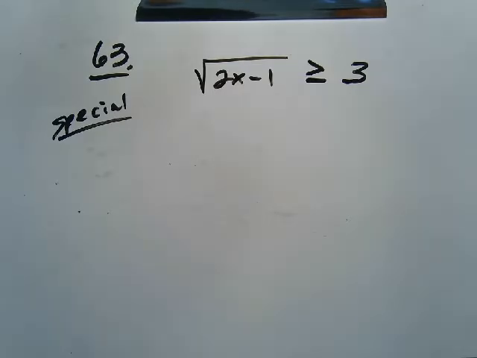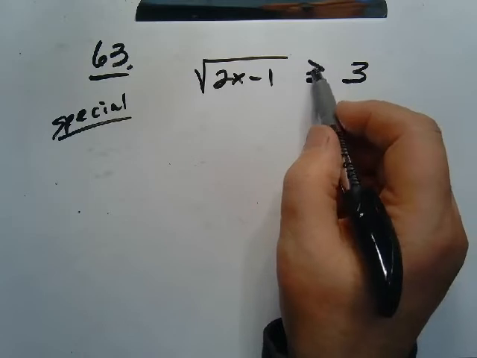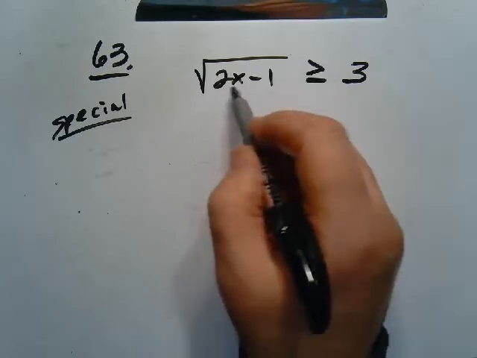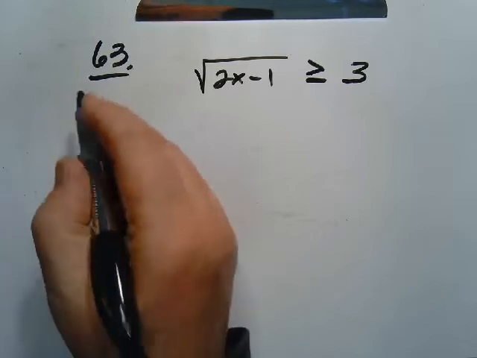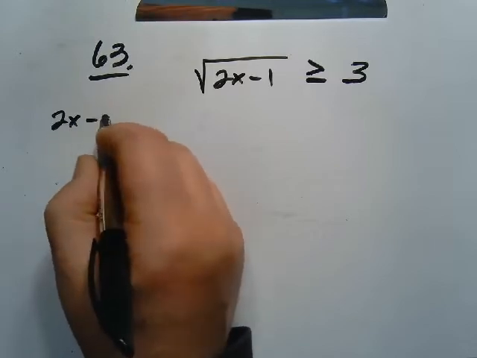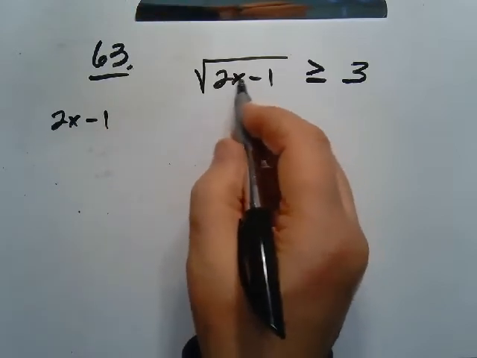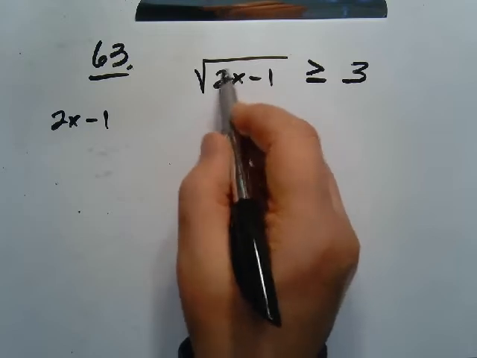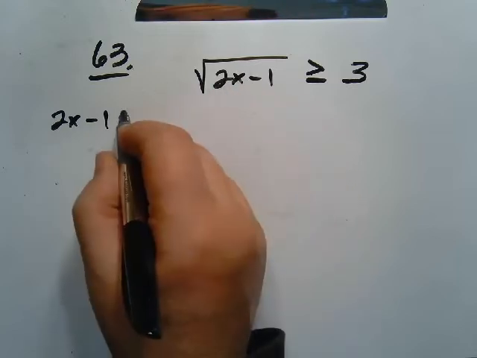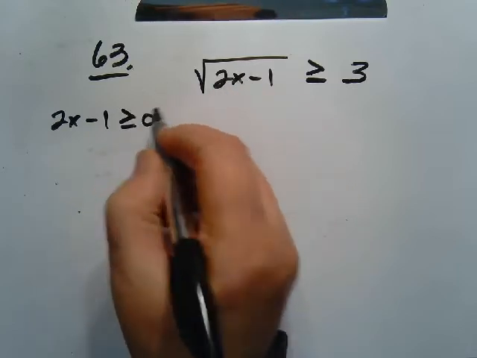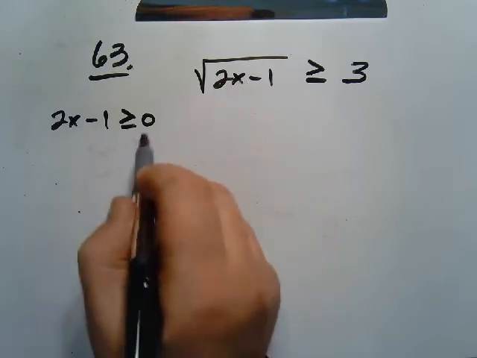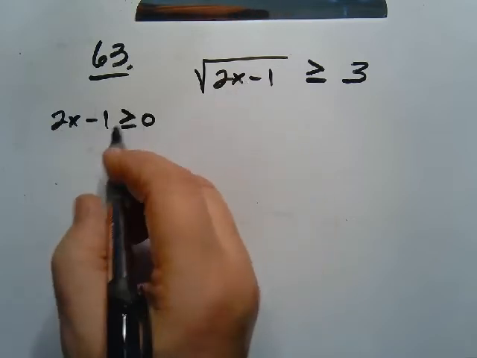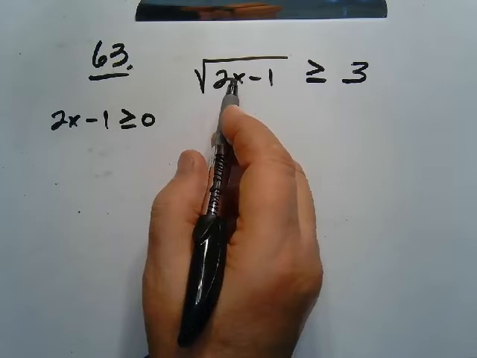There's something special we're going to have to do here. You remember that anytime you have a radical, you're going to have to check to see what the item under the radical cannot be. Anything under this radical can't be negative. It can be greater than or equal to 0, but it can't be less than 0. So we're going to set this up and solve for x to see what the limitations on the domain for x are.